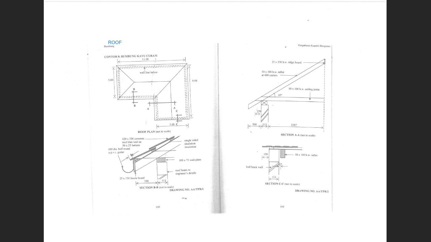This is the roof plan. The roof plan here is not to scale. We have section BB, section AA and section CC. So that is the section that you can see from the layout plan. For example, where is section AA? This one. Section BB is here and section CC is at the gable.